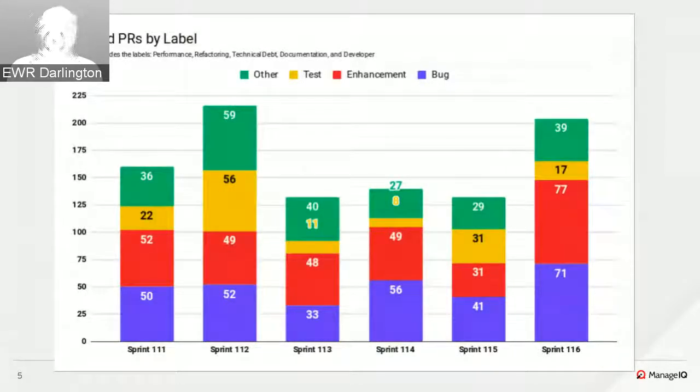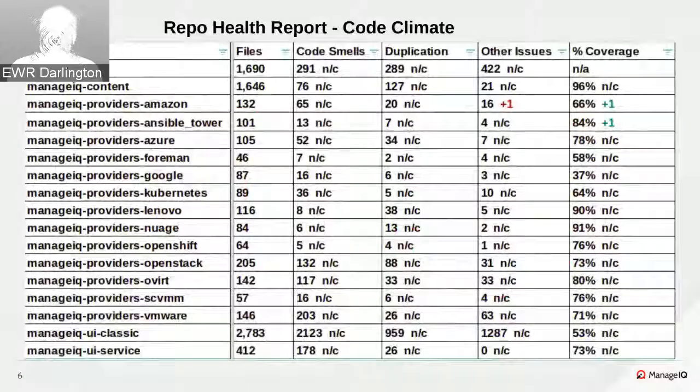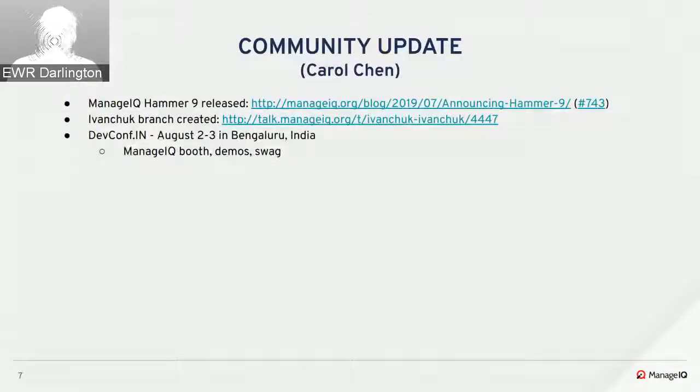And here's the PRs by label. So here again, it shows that the bugs, enhancement, and test all had significant contributions. And for the health report, everything was pretty stable. We got a coverage bump on Amazon and Ansible Tower. So that much is good. And over to Carol.